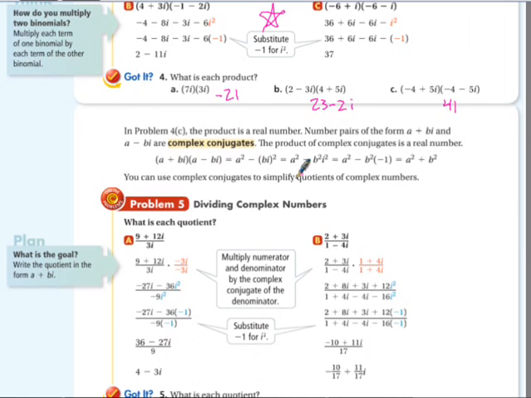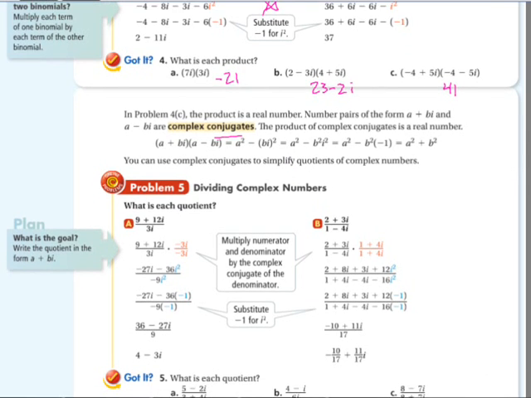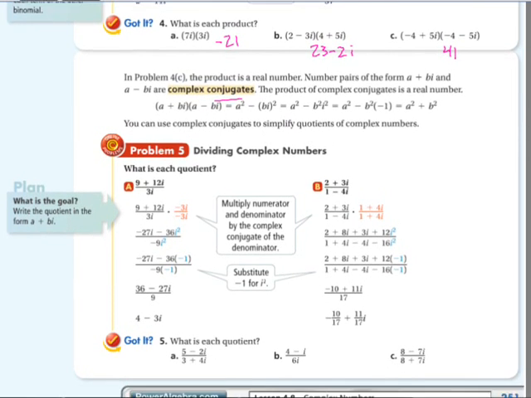In problem 4C, the product is a real number. Number pairs of the form a plus bi and a minus bi are called complex conjugates. Conjugate is a word we'll talk a little bit about. If you're not sure what that means, that's one you're going to want to look up or ask about in class so we understand what the conjugate is. But complex conjugates are basically the same binomial, but one's a plus and one's a minus. And what happens is the product is a real number.